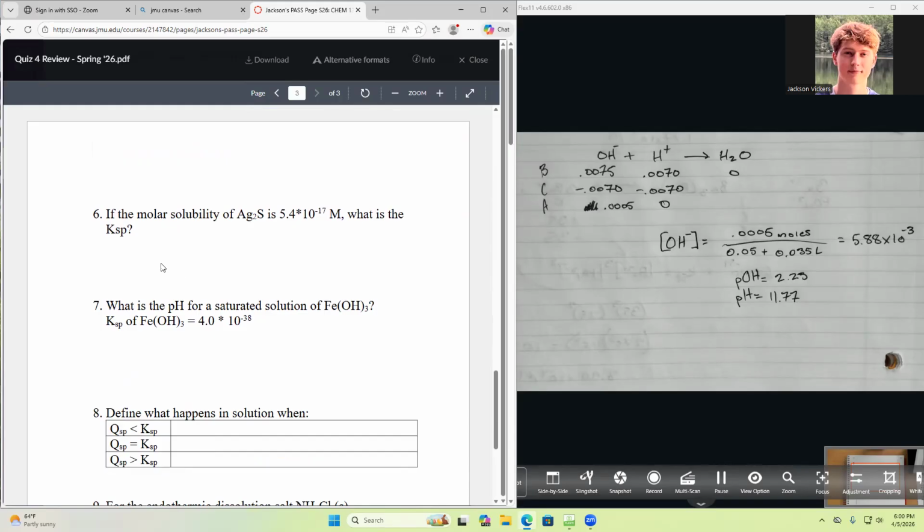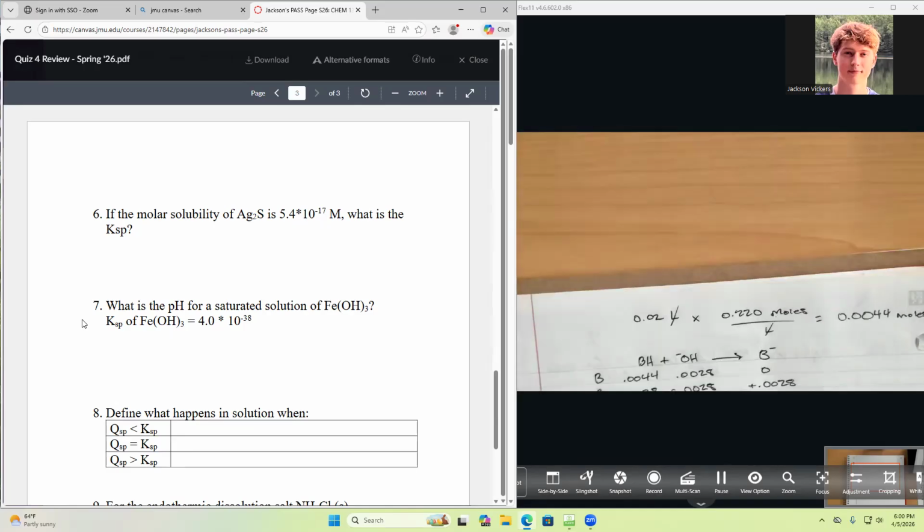All right. Another one of these Ksp ones. I threw a lot in here. Okay, if the molar solubility of Ag2S is 5.4 times 10 to the negative 17, what is the Ksp? So this is kind of like the inverse of those other problems we were doing. Now we're given the solubility and we're asked to solve for the Ksp. So spend a few minutes working on this one.